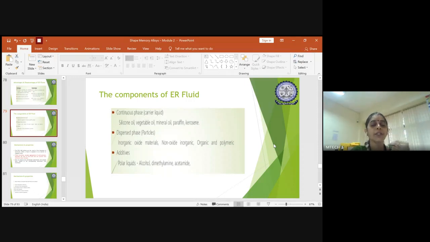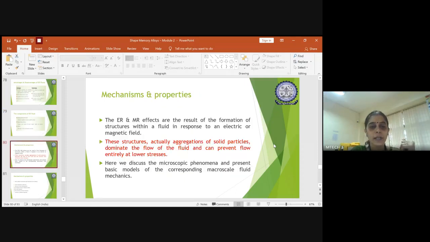So for that we need to know some of the mechanisms. There are mainly three kinds of mechanisms. We have to study that, and also the main properties which are associated with ER and MR fluids. To start, let us dig from the beginning into the importance and some background picture for the mechanisms associated with electrorheological and magnetorheological fluids.